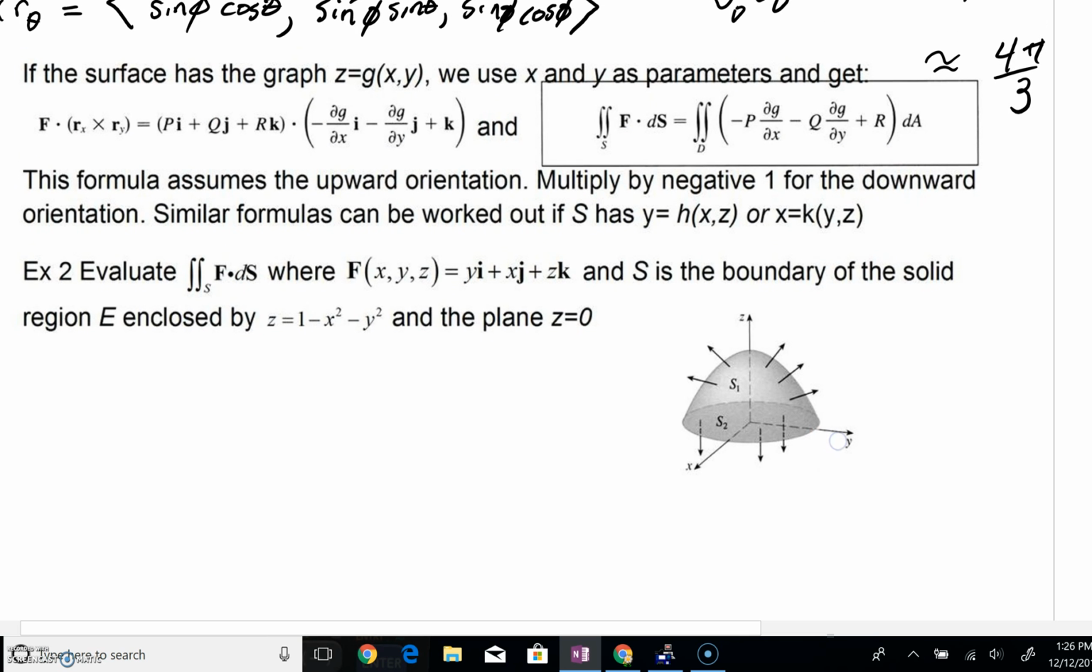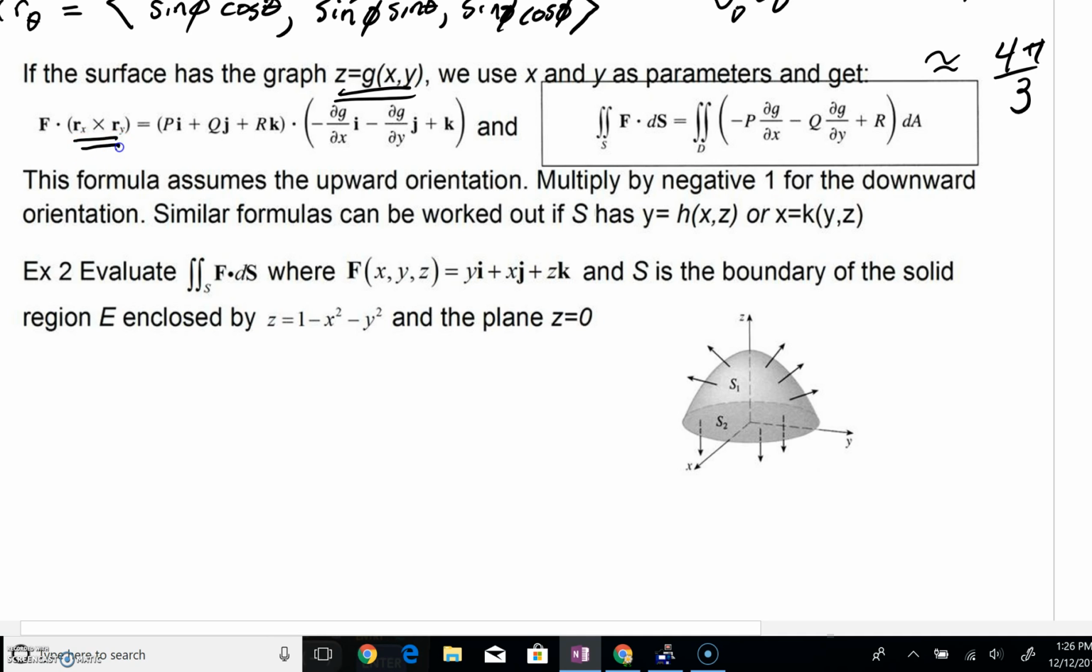Okay, at the end of our lesson here, we're going to see that very often our surface might just be defined in terms of x and y. So what if our surface just has a function g of x and y? We'll use x and y as parameters and get something very, very similar.